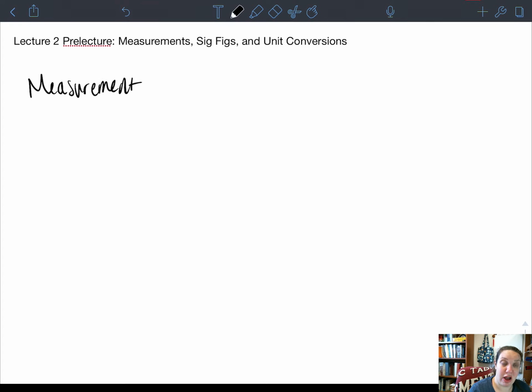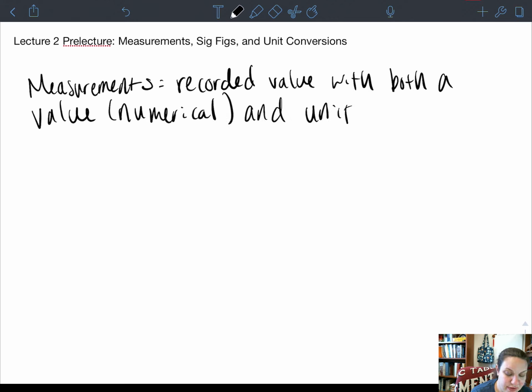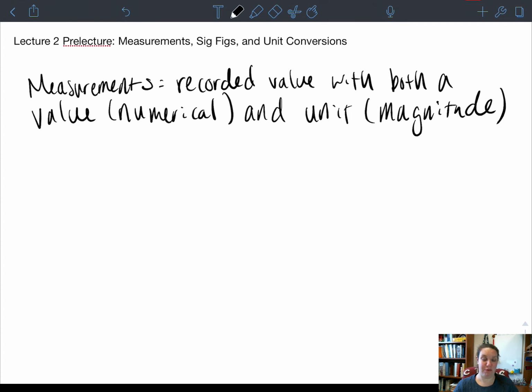So measurements are things that are taken a lot within chemistry. These are going to be a recorded value with both a numerical value, and a unit, which gives us information about the magnitude of the numerical value itself. So you want two things. You want a number and a unit that describes that number. So it gives a quantity of a thing.